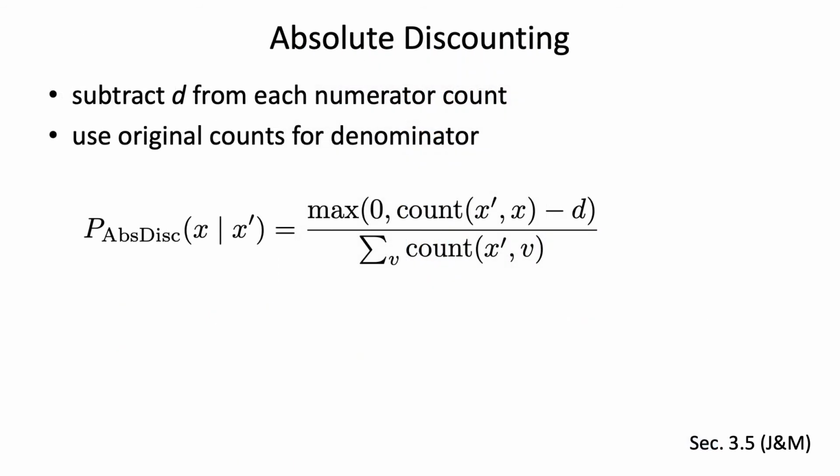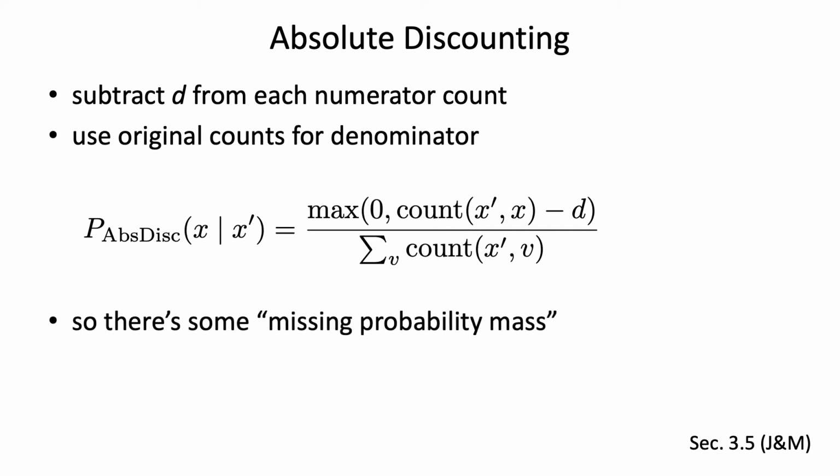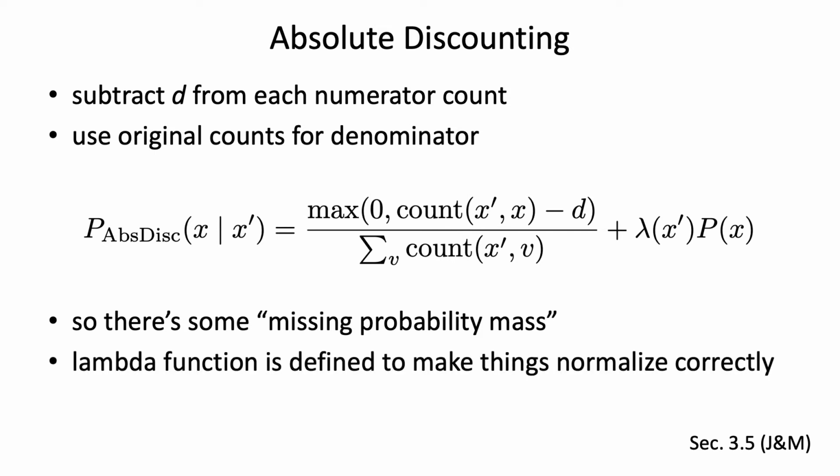This suggests a way to smooth. Subtract some constant d from each numerator count. Use the original counts for the denominators. When doing this, there's some missing probability mass because the numerators are getting smaller, but the denominators are unchanged. So there's an interpolation with the unigram term p(x), and the lambda function is defined so that things normalize properly.